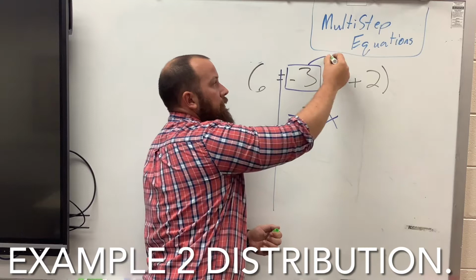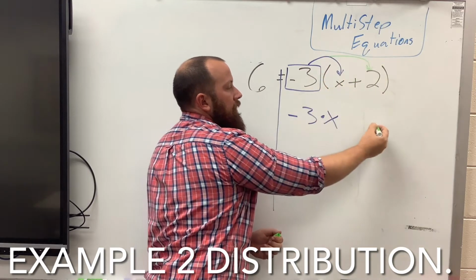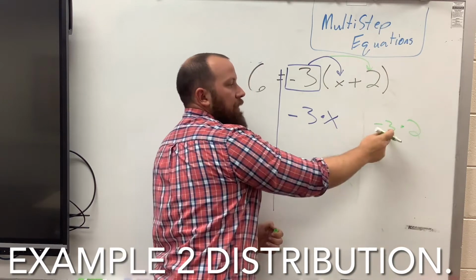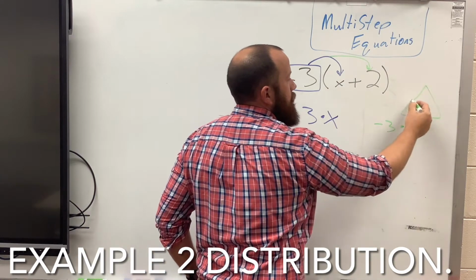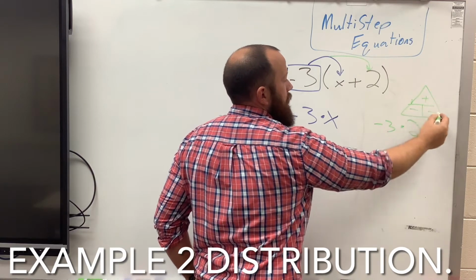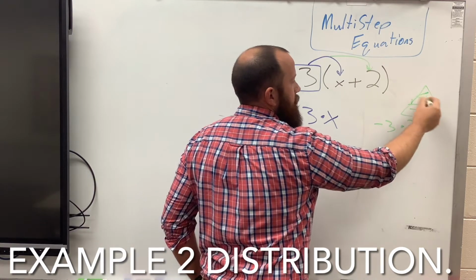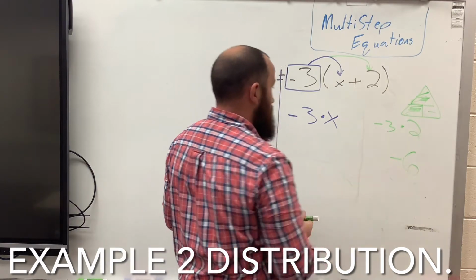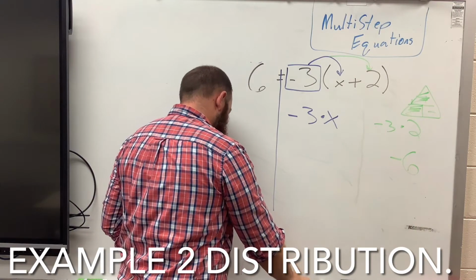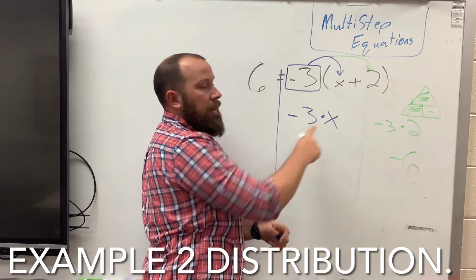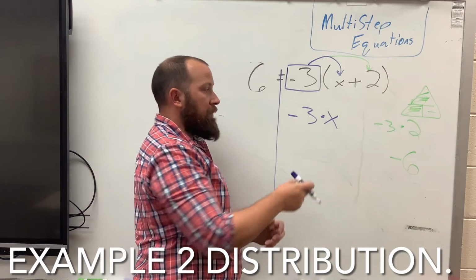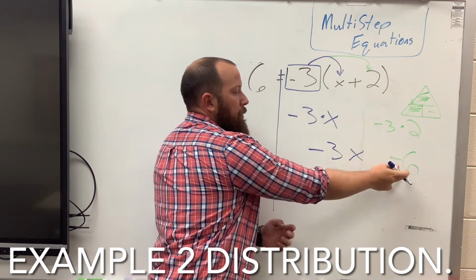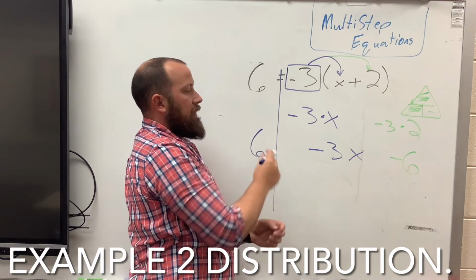Now I go to the next one. Negative 3 times 2. I have my triangle. I have a negative and a positive. So I have negative left. So my answer is negative. 3 times 2 is 6. And over here, I just combine these. Negative 3, I can't multiply a number by a variable, so they just sit together. It becomes negative 3x. So now my problem is negative 3x minus 6 equals 6.